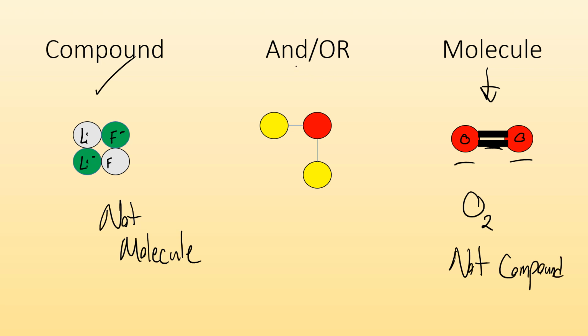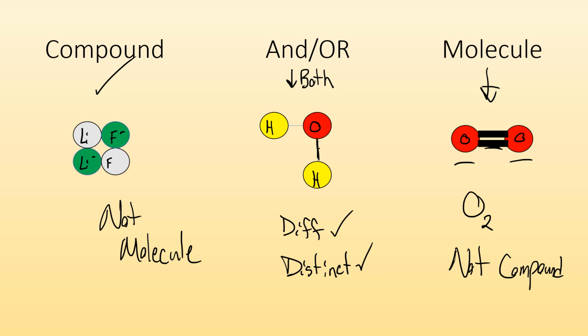And then we have a lot of things that are both. This is an example of a compound and a molecule. I have H2O, so I have different elements bonded together, and they are distinctly bonded to each other. These two hydrogens are stuck to that oxygen, and that oxygen is stuck to these specific two hydrogens.